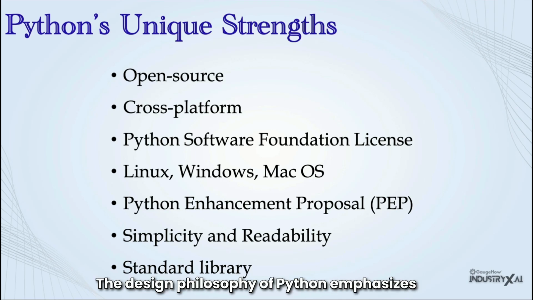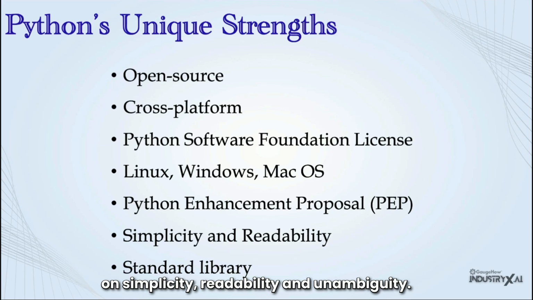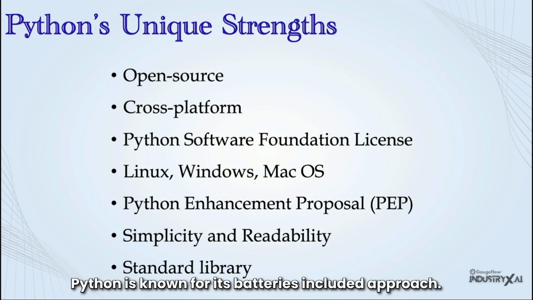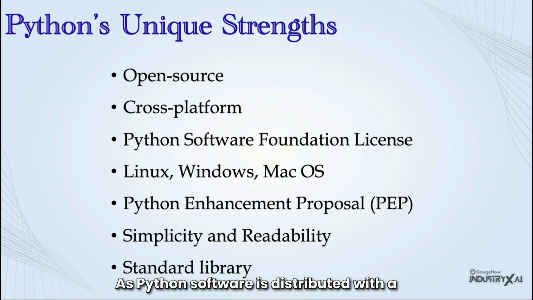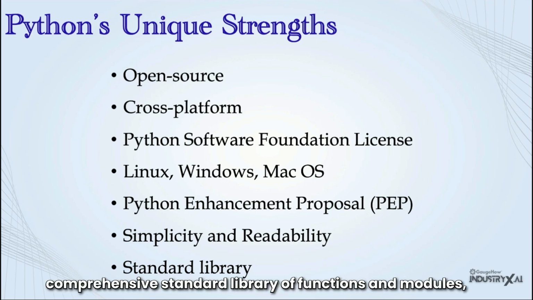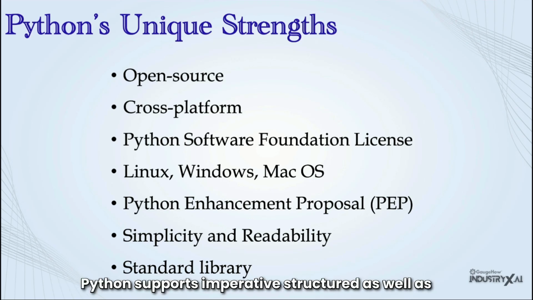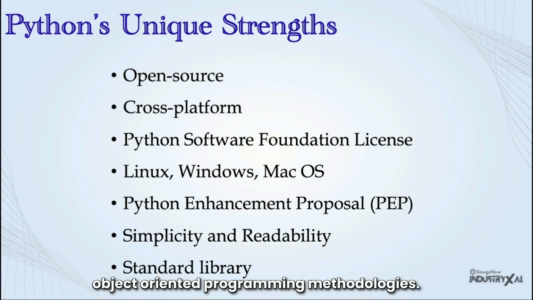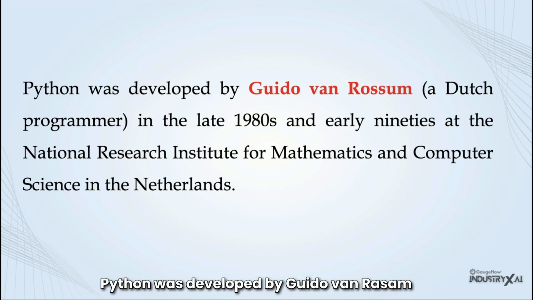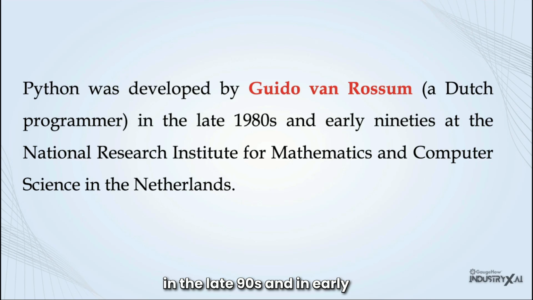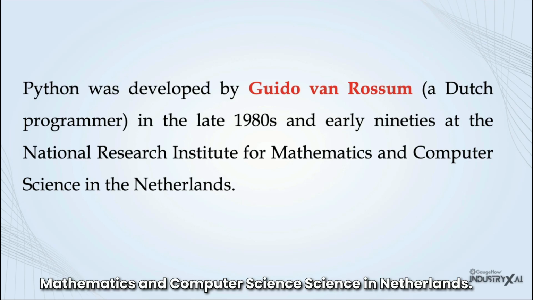The design philosophy of Python emphasizes simplicity, readability, and unambiguity. Python is known for its batteries included approach, as Python software is distributed with a comprehensive standard library of functions and modules. Python supports imperative, structured, as well as object-oriented programming methodologies, as we already discussed. Python code style is actually more of a design philosophy and suggests writing code which is clean, simple, beautiful, explicit, and readable. Python was developed by Guido van Rossum in the late 80s and early 90s at the National Research Institute for Mathematics and Computer Science in the Netherlands.